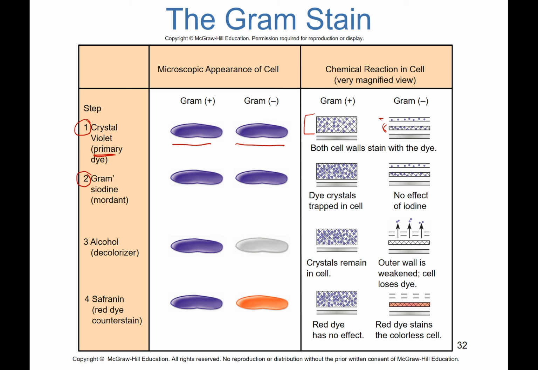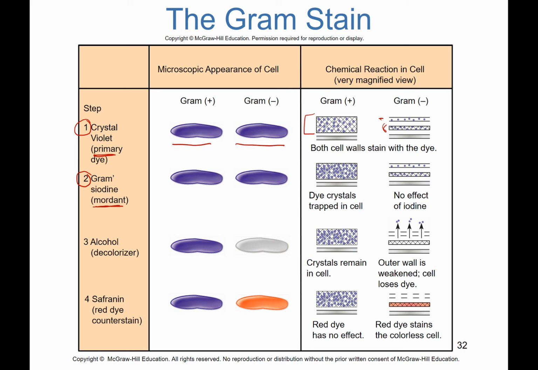The second step is applying Graham's iodine. Graham's iodine is a mordant. A mordant is a substance we use to lock dyes in to a structure. So when we dye clothes and dye materials, we apply a mordant to cause that cloth to retain that color, retain that stain. Same concept here. That's what we're going to do to these organisms.